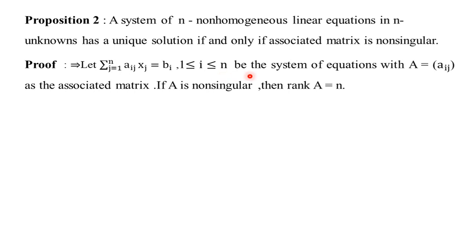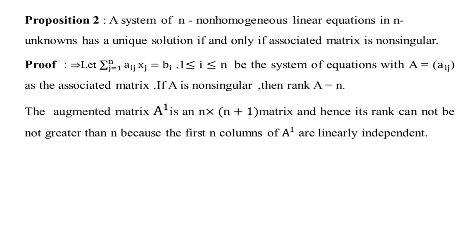less than or equal to n, be the system of equations with A equal to aij as the associated matrix. Here, students, we note that there are n unknowns x1, x2, ..., xn in n equations. Here 1 less than or equal to i less than or equal to n means there are n equations. And we know that if the associated matrix A is non-singular, then the rank of that matrix is equal to n, the number of linearly independent rows or columns.